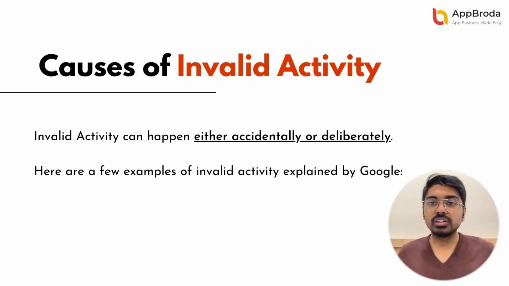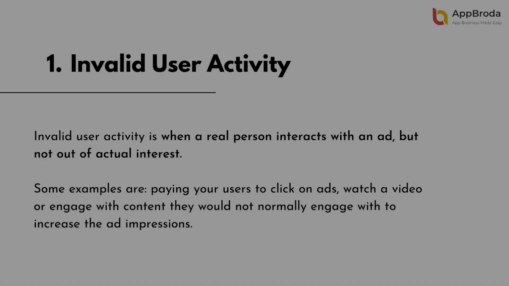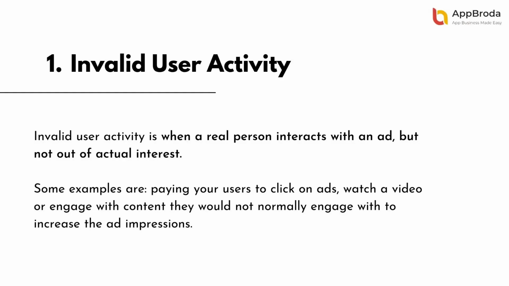After understanding what invalid traffic is and how Google deals with it, let us now understand the causes of these activities with a few examples shared by Google. The first reason for invalid traffic concern on your account could be invalid user activity. Invalid user activity is when a real person interacts with an ad, but not out of actual interest. It may include paying your users to click on an ad, watch a video, or engage with content which they normally would not do, just to increase the number of ad impressions.